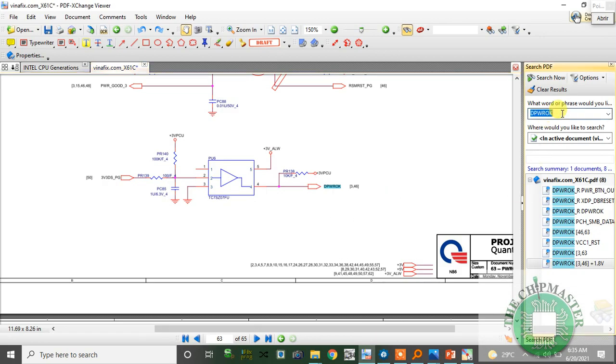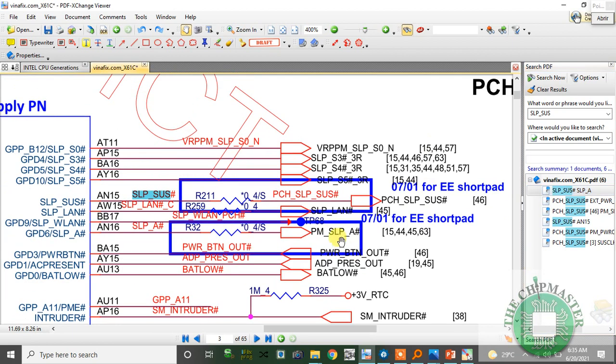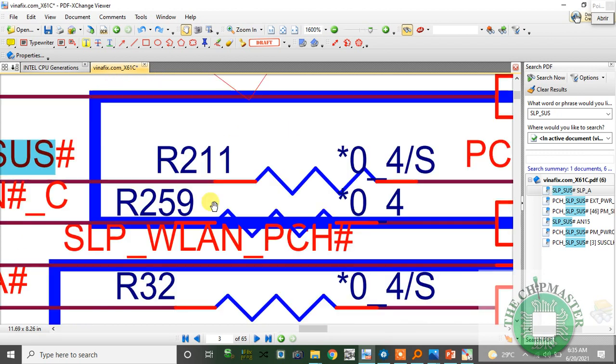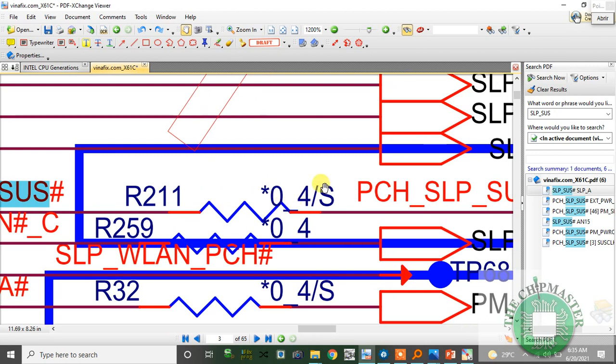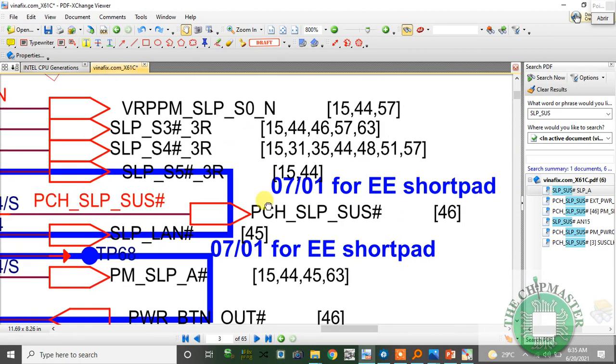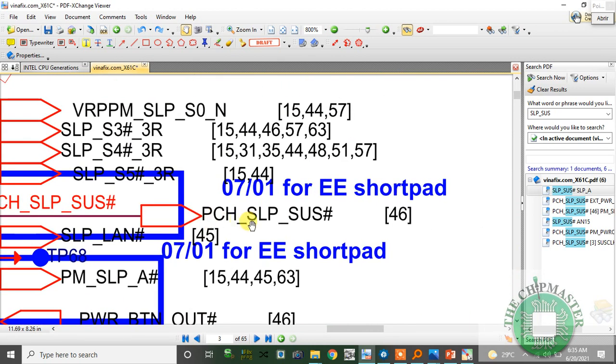All right, so let's look for SLP_SUS. SLP underscore SUS. All right, so SLP_SUS is released. So this board does support deep sleep, as you can see, right? There is a short pad. R21, the resistor is not there, but there's a line connected between the two pads, and S stands for short. As you can see, it says short pad, and it becomes PCH_SLP_SUS, which is used to turn on the Intel light sleep power supply.